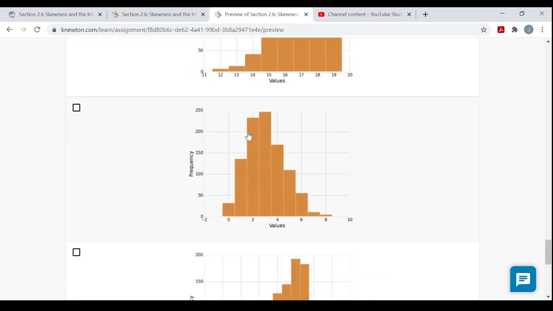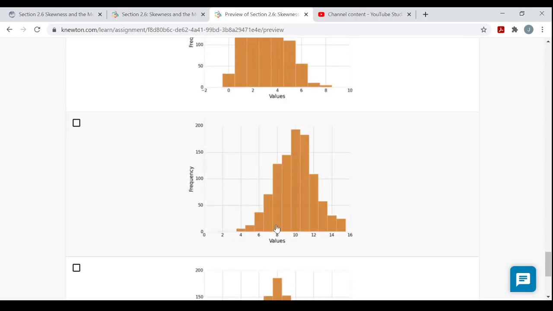This one is bulky on the left and thinner on the right. This would be a skewed right set. Now this one is bulkier in the middle and kind of thin over here, kind of thin over here. This is close to symmetrical. Again, you're not going to see perfectly symmetrical stuff very often, but this is very close to being symmetrical, right?